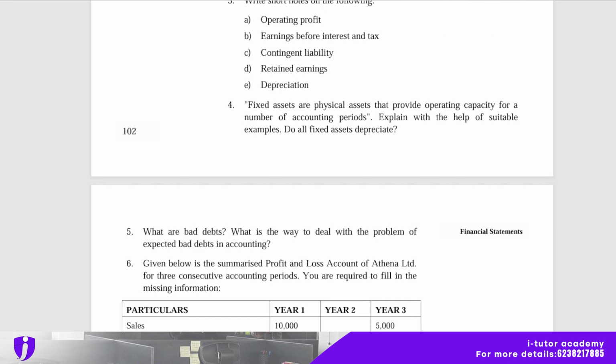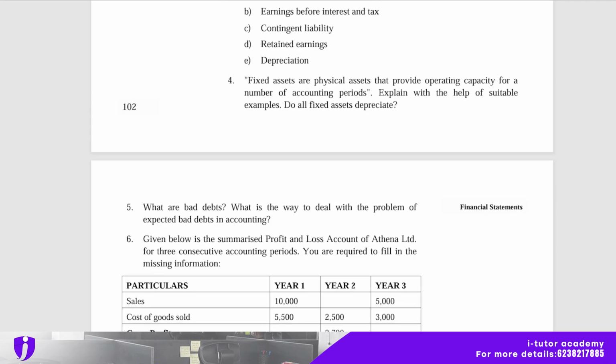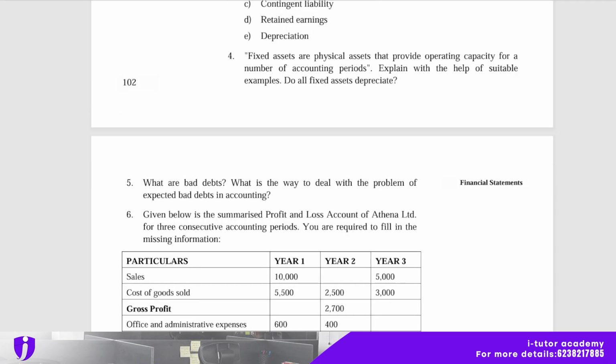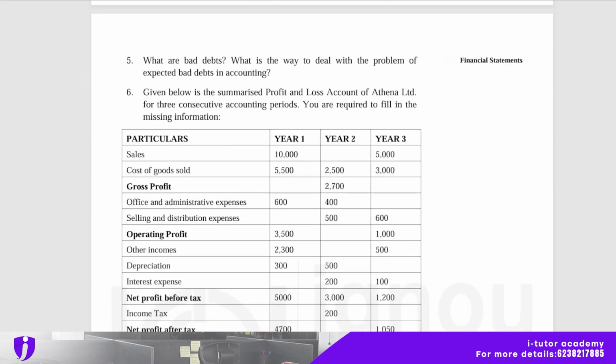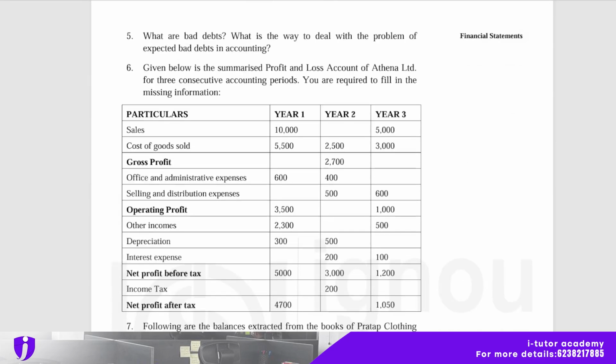The next question is, fixed assets are physical assets that provide operating capacity for a number of accounting periods. Explain with the help of a suitable example. Do all fixed assets have depreciation? And what are bad debts? What is the way to deal with the problem of expected bad debts in accounting? And here, given below is the summarized profit and loss account of Athens Limited for three consecutive accounting periods. You are required to fill in the missing information.